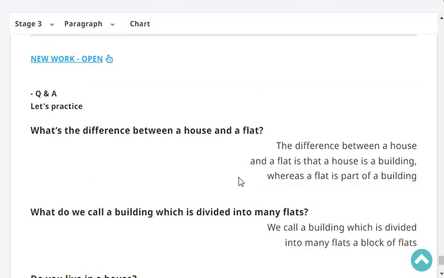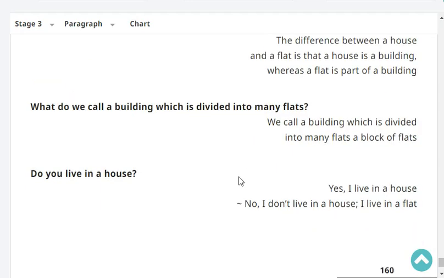What's the difference between a house and a flat? The difference between a house and a flat is that a house is a building, whereas a flat is a part of a building. Very good.